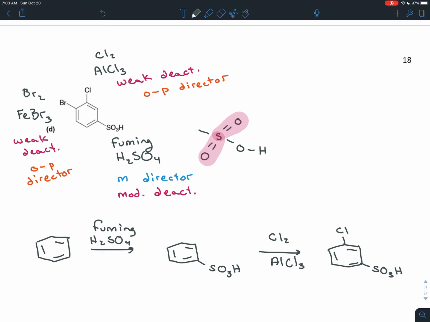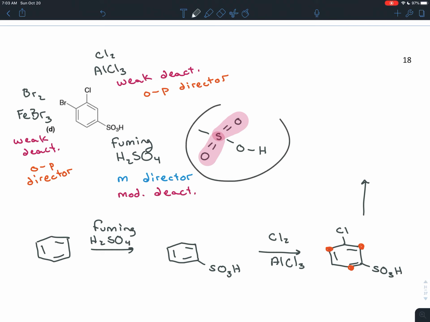Well, now the chlorine is the most activating thing. Right, the SO3H, that's a moderate deactivator. The chlorine is a weak deactivator, so the chlorine is more activating, and so the directing effects will be controlled by the chlorine. The chlorine is an ortho-para director. So you could either have the next branch added ortho or para. Now technically, you'll get a mixture of all three of these.